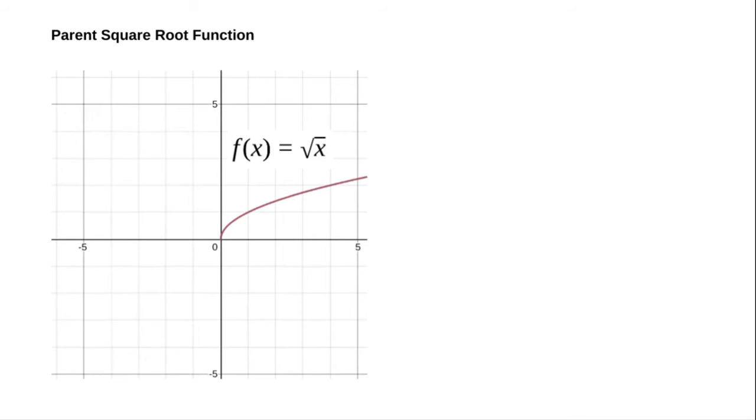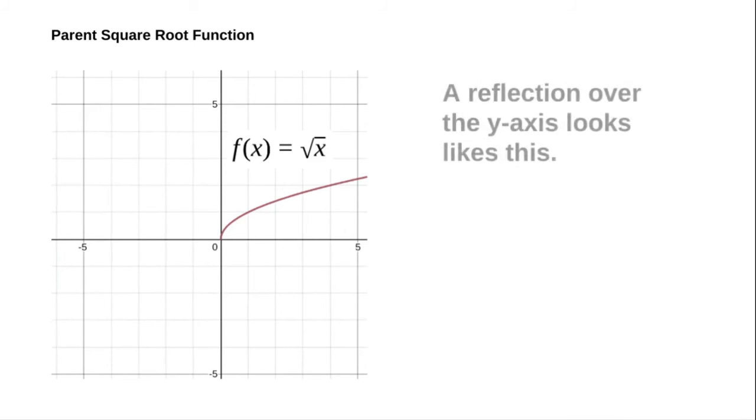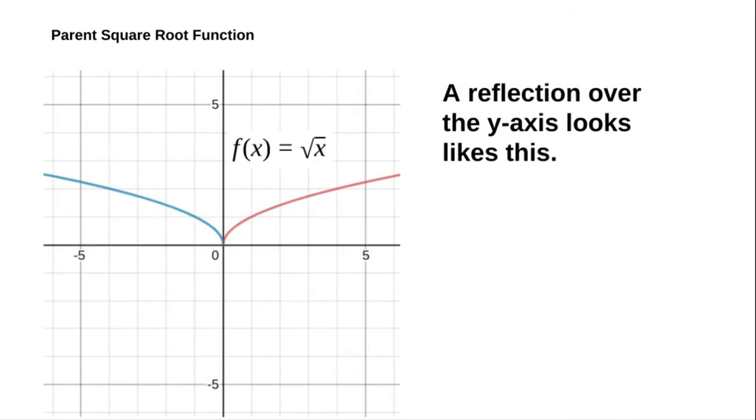Now, when we reflect over the y-axis, it works a little bit differently. Okay, so we have this parent square root function, f of x equals the square root of x. And if we want to reflect it over the y-axis, it's going to look like this. And the equation is different from the reflection over the x-axis because it still has that negative sign, but the negative sign is now inside of the square root.